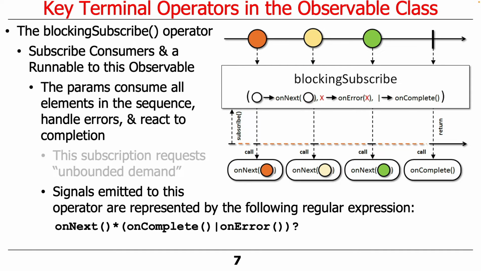Signals that are emitted to this operator, to blocking subscribe, can be represented by the following regular expression. We've talked about this earlier when we talked about the reactive programming model at large with the way in which the flow interface, the flow classes in Java work. And basically, you can have 0 or more calls to onNext, followed by, optionally, 1 onComplete or 1 onError call.